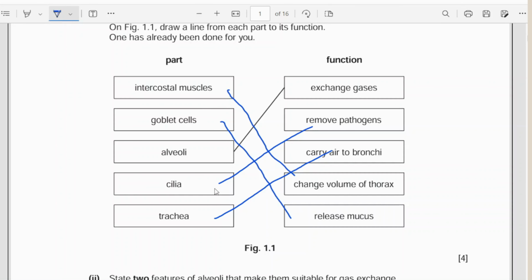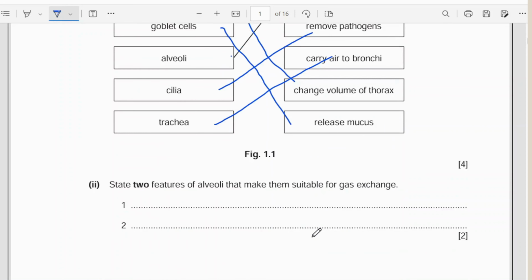Okay, one more thing. I've made lines inside the boxes. You don't have to make lines inside the boxes. Just connect the two boxes from the outer boundary. Okay. Next one is: state two features of the alveoli that make them suitable for gas exchange.